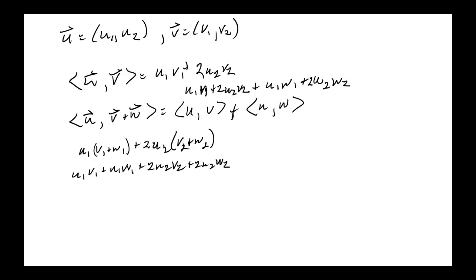Well, let's see what this rule would do. U1 V1 plus 2U2 V2 by this rule, plus U1 W1 plus 2U2 W2. Let's see if this is the same as that. U1 V1 is the same, 2U2 V2 is the same, U1 W1 is the same, 2U2 W2 is the same. They are the same, so the second one is met. Then you go through each one of them that way. The third one would be, oh yeah, the C.